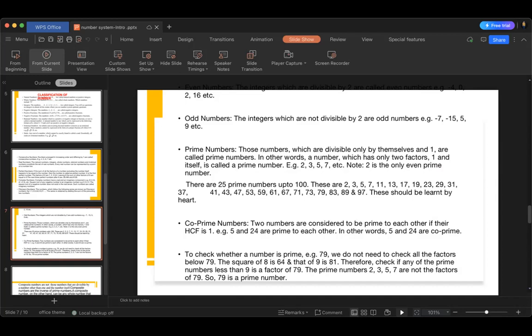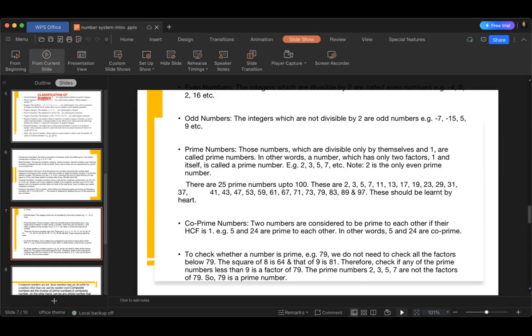Addition or subtraction of any two even numbers will always result in an even number or 0. For example, 6 plus 8 equal to 14. Two even numbers' addition and subtraction will always result in an even number only. And addition and subtraction of two odd numbers will also result in an even number only. Let us see the next point.